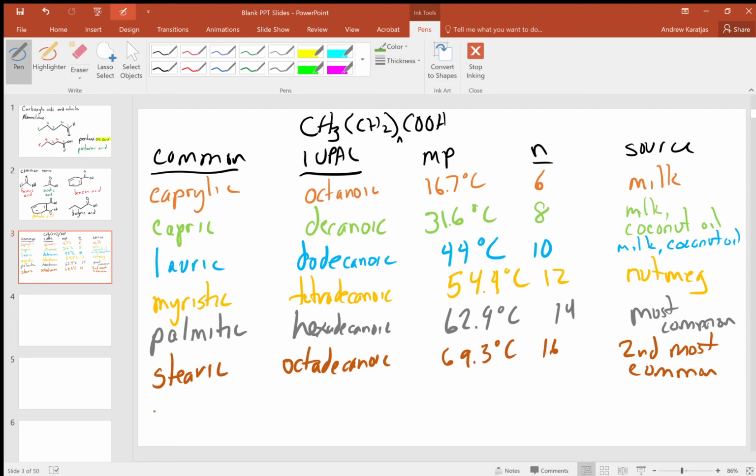And finally, these do keep going, but once you get above 20 carbons, they start to become much less common. Arachidic acid, its systematic name, eicosanoic acid. Most commonly found in corn and peanut oils.